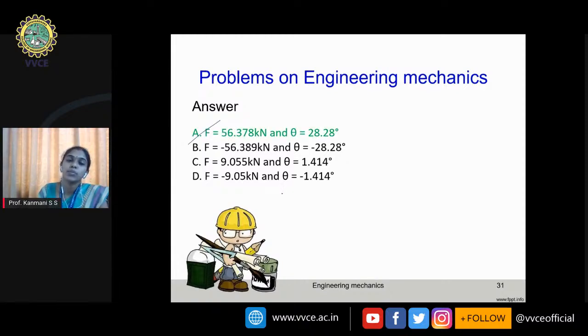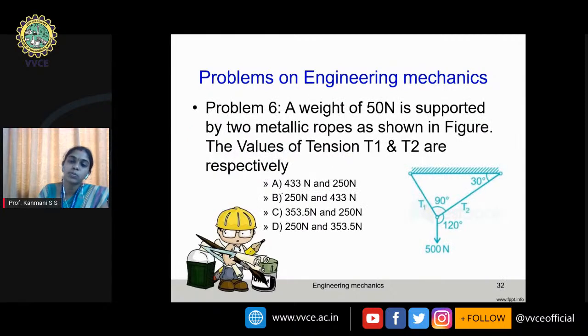Now I'll move to the next problem, problem number 6. A weight of 50 Newton is supported by two metallic ropes as shown in the figure. See here, I have to apply equations of equilibrium. This is a problem on equations of equilibrium. I have two options. Either I can apply equation of equilibrium or Lami's theorem. I'll tell you what is Lami's theorem. Before that, let me complete this.